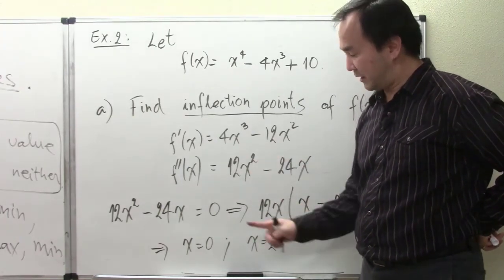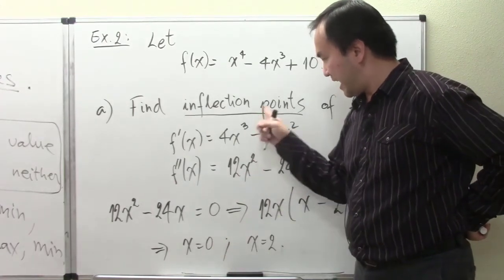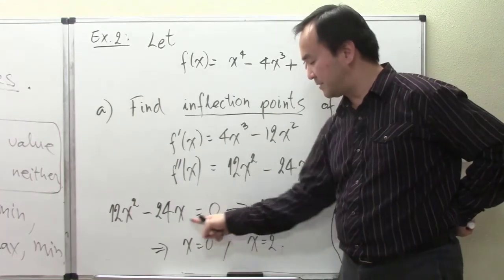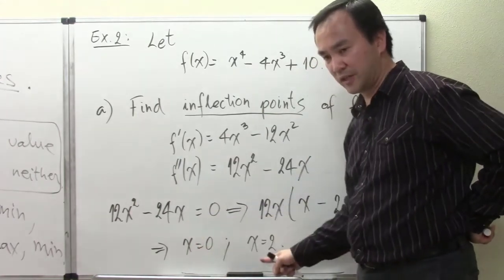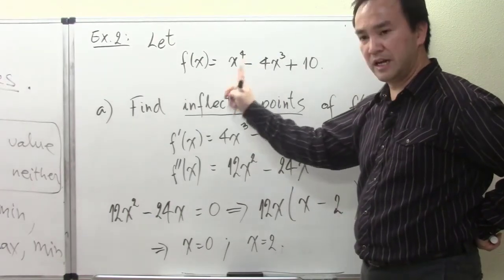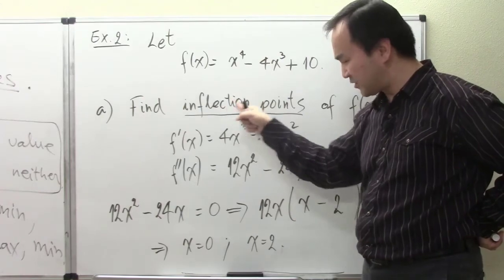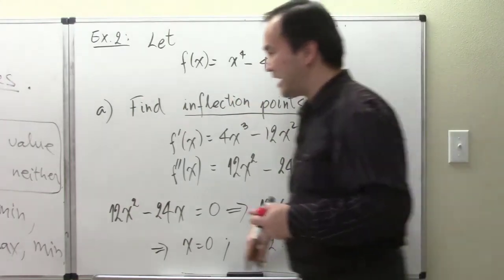Only one step away. The actual inflection point now is that to find the actual inflection points, you have to substitute both of these solutions to this equation into your beginning function to find the actual point, because it's called inflection points.